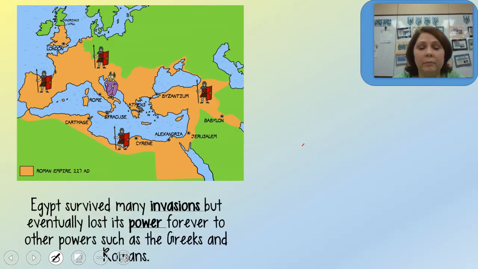So eventually, Egypt's going to lose her power. She's not going to be as strong as she was. But the cool thing about Egypt is it's still there today. Even though it's not as strong as it used to be, it's still there. Egypt survived many invasions, eventually lost power to people like the Greeks and the Romans. And actually, the Cleopatra that you know is going to be the last Ptolemy pharaoh. And that's the one you've heard of with Julius Caesar. A lot of you have heard about her.